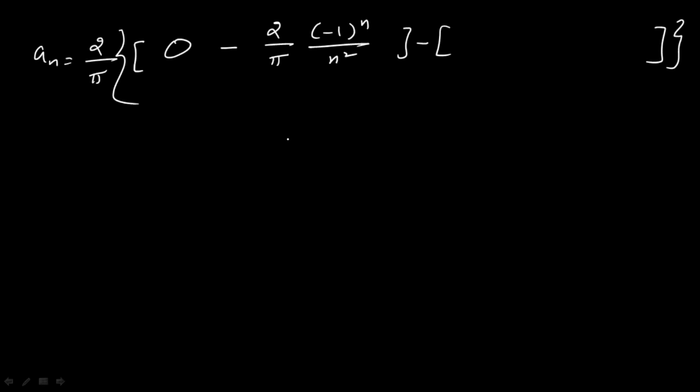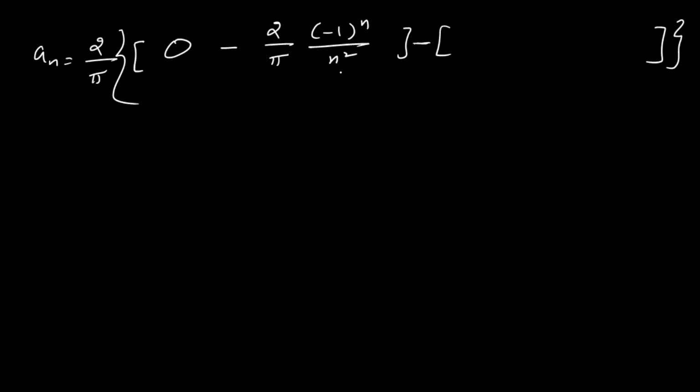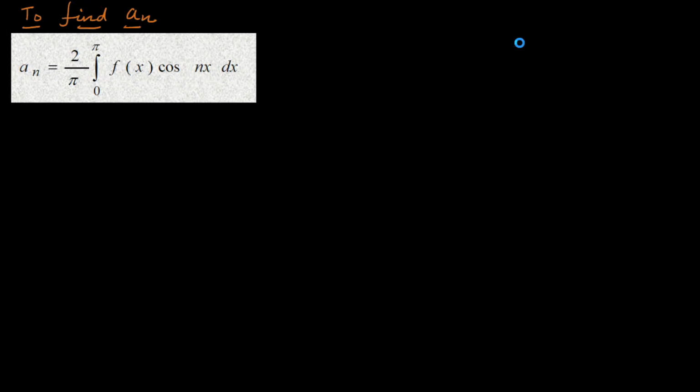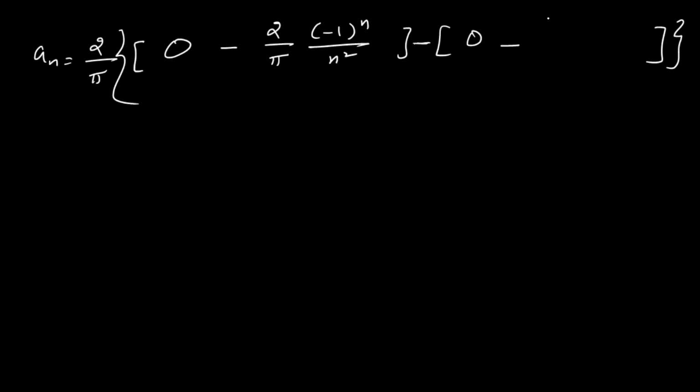Next, coming to the lower limit, upper limit minus lower limit. If we replace x by 0, what do you get? Sin 0. You know the value of sin 0. What is the value of sin 0? 0. So the first term is 0. Minus, coming to the second, 2 by pi cos 0. Cos 0 value is 1. So 2 by pi, 1 by n square, isn't it? So 2 by pi, 1 divided by n square.